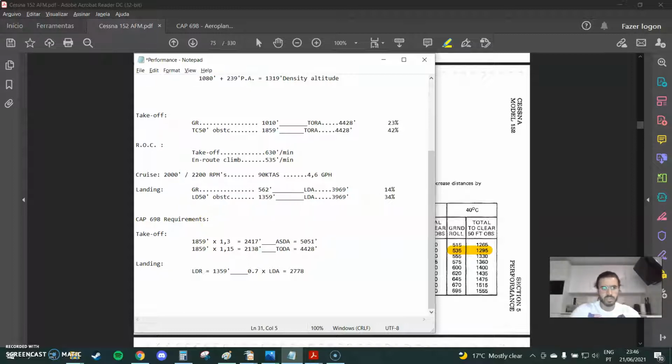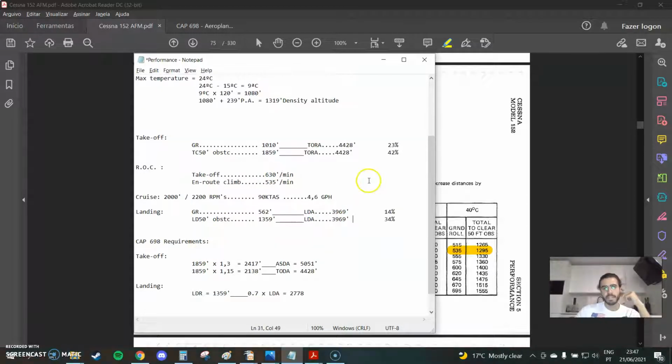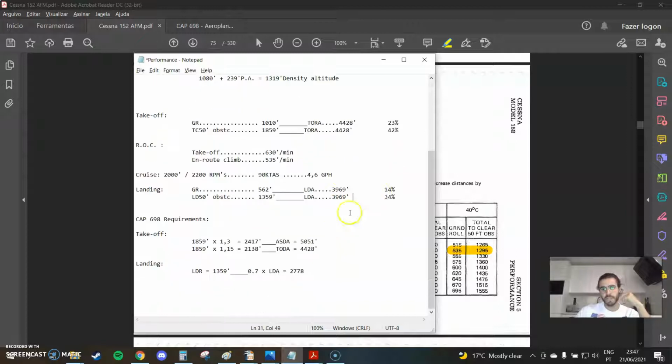This is landing distance from a 50 feet obstacle until you're fully stopped. So from 50 feet above the runway until you're fully stopped, 1,359 feet, which is 34% of the runway that you basically have available for you. And this is the main thing that you'll have to present during your briefing.